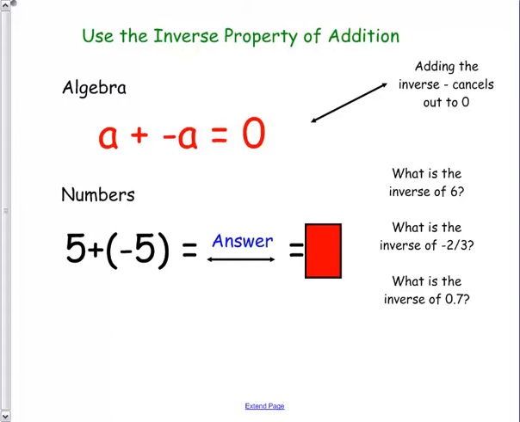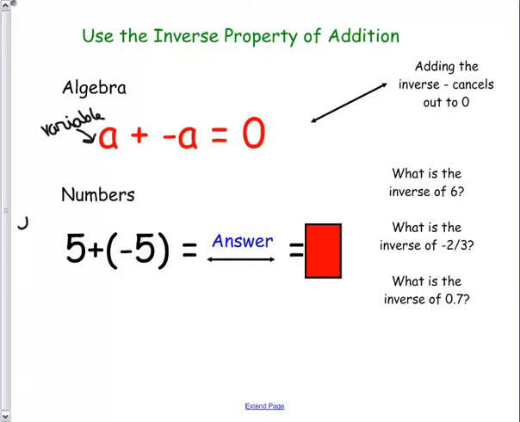Today we're talking about the properties of addition. Okay, so the first property is the inverse property of addition. What this says, basically in algebra terms, these are variables. Remember, they can stand for any number. So in algebra terms, a plus its opposite, a negative a, gives us 0. So basically, adding the inverse cancels out to give us 0.